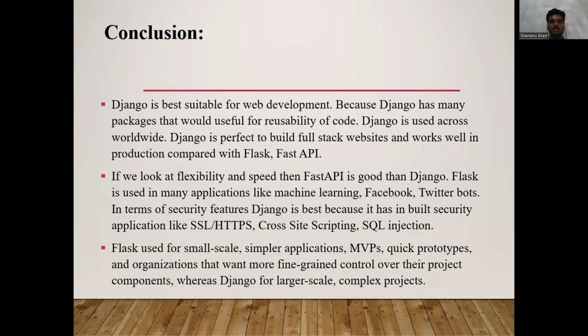After that, we come to the conclusion. Django is best suited for web development because it has many packages useful for code reusability. If we look at flexibility and speed, FastAPI is better than Django. Flask is used in many applications like machine learning, Facebook, and Twitter bots. Flask is used for small scale, simpler applications, MVPs and quick prototypes, and by organizations that want more fine-grained control over the project.